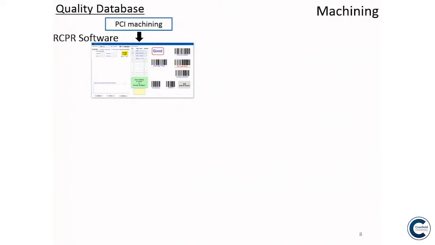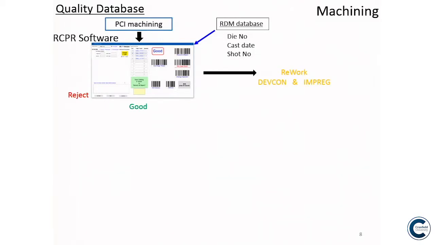Whenever the casting goes through heat treat, comes through to the PCI machining line, it goes through the machining line, and at the end of the machining line, there's a terminal setup, a touchscreen computer, and a scanning system. So we have developed a bit of software. The casting is scanned, then the software looks at the database to get information, for example, the die number, the cast date, the shot number, and then it records it locally, or on the screen, and then the operator determines if the casting is good, or if it's a reject, or if it's a rework casting.